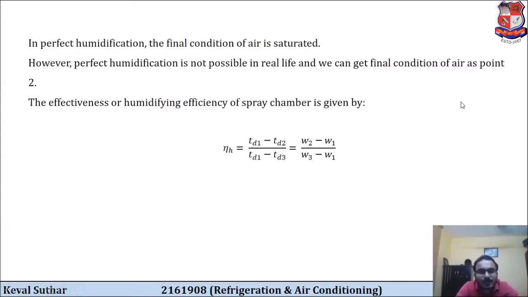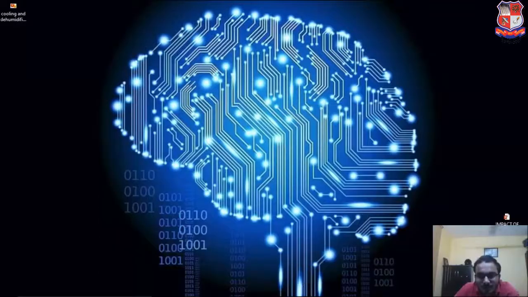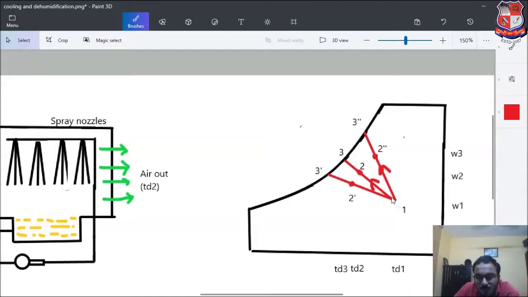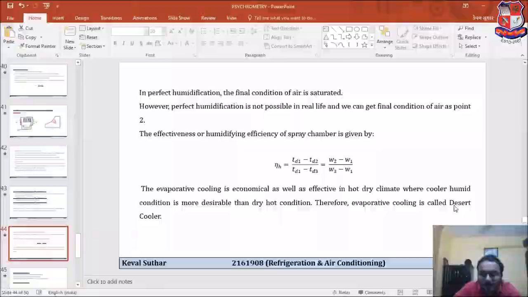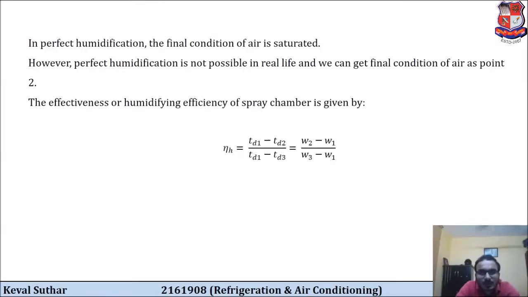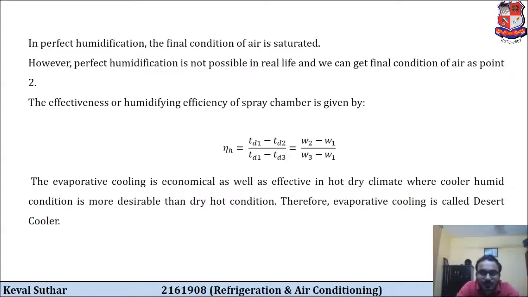The effectiveness or humidifying efficiency of a spray chamber is given by this formula. The ideal one should be TD1 minus TD3. If you see in the figure, from 1 to 3 is the ideal process. So in efficiency, the ideal process comes into the denominator and the real process, 1 to 2, comes in the numerator. So here you can easily understand this formula, and the same can be written in terms of specific humidity.